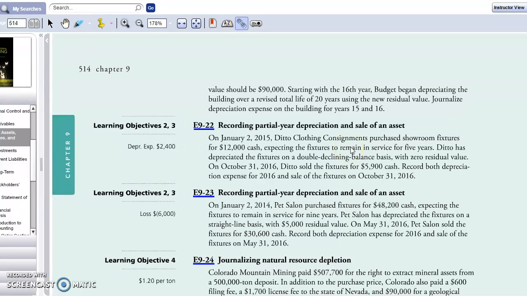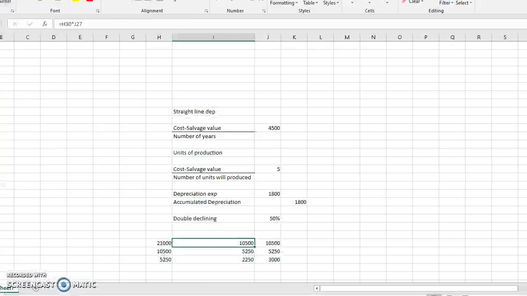So let's talk about selling an item and if you're going to have a gain or a loss. And this is kind of fun. On January 2nd, we purchased fixtures for $12,000 in cash. We expect them to last 5 years, and they're going to do a double declining with no residual value. Then on October 16th, they sold the fixtures for $5,900 in cash. So let's go ahead and figure out how we're going to do both the depreciation and the sale.